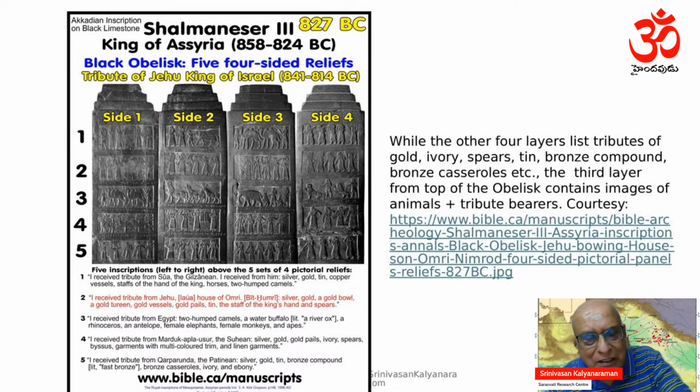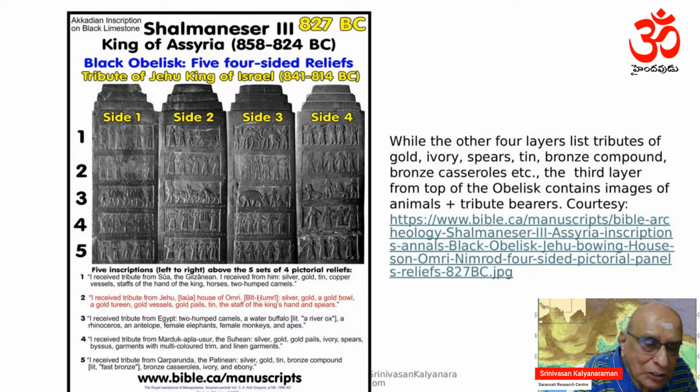These are the four sides of the Shalmaneser black obelisk. The third row is the row of tributes from Musri. Camels are shown, an elephant is shown, a one-horned young bull is shown, a bison is shown, an antelope is shown, and monkeys and apes are shown.